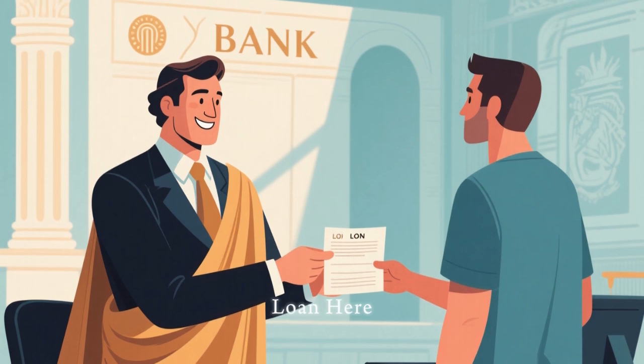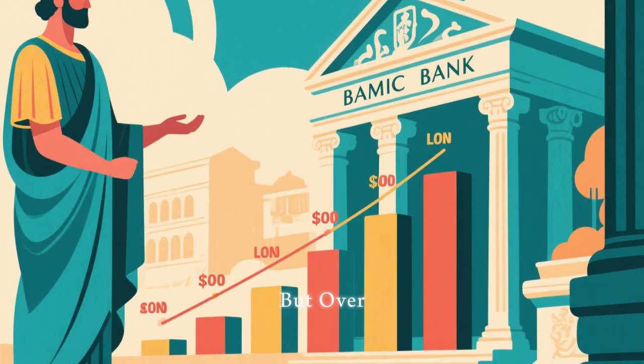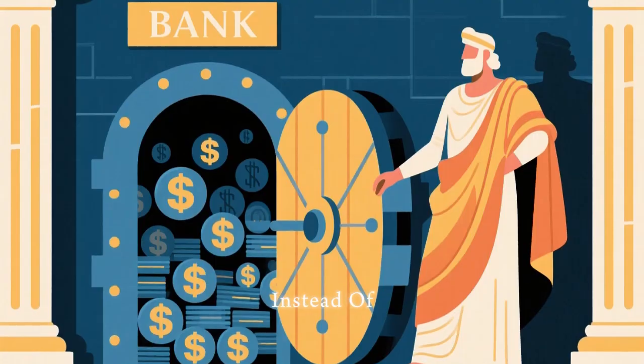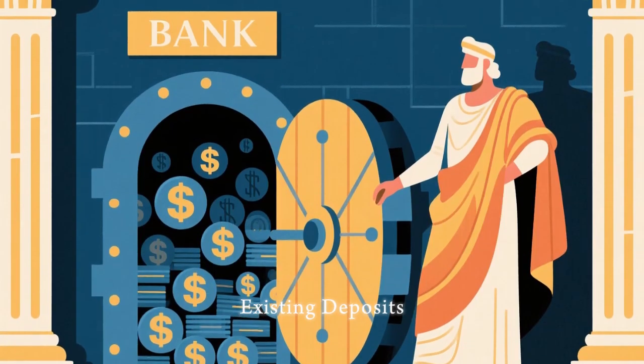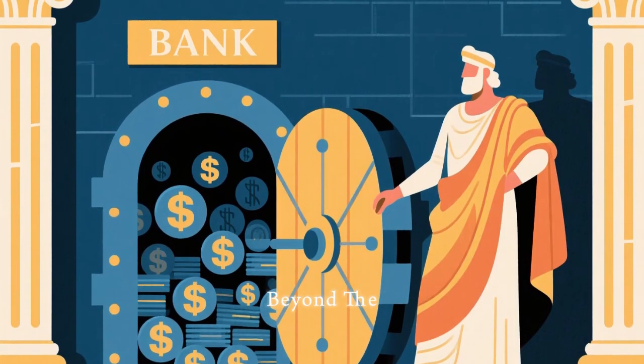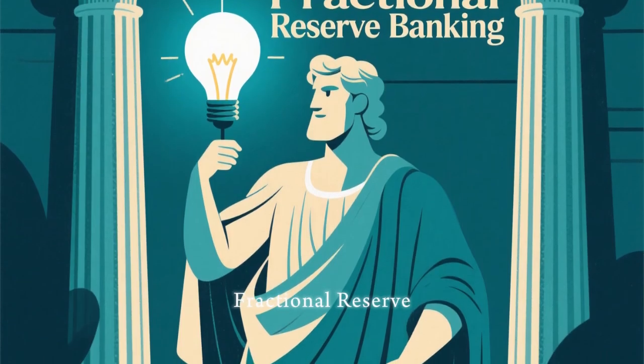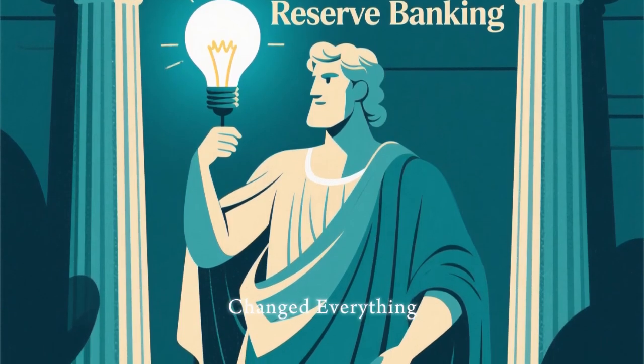A small loan here, a small loan there. But over time, the practice evolved into something much bigger. Instead of lending only existing deposits, banks began expanding credit far beyond the money actually sitting in their vaults. This system became known as fractional reserve banking, and it changed everything.